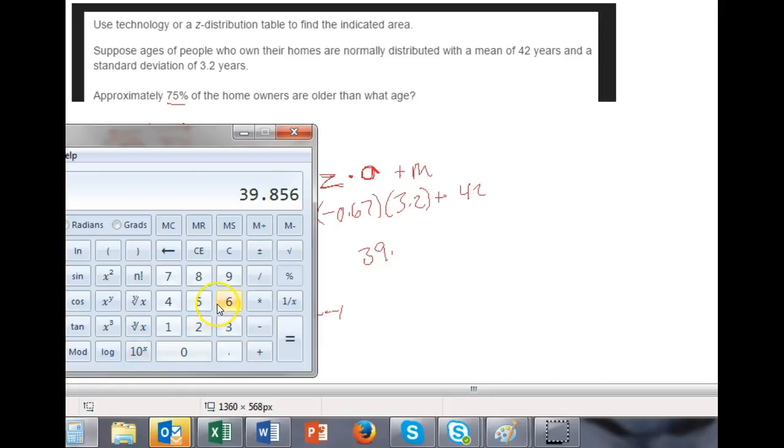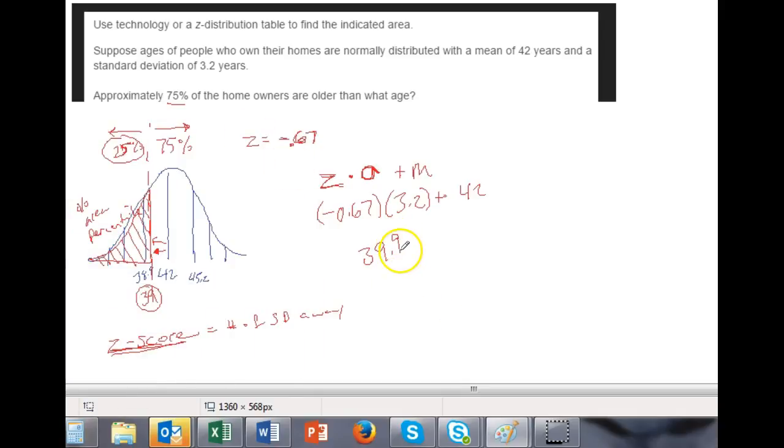We're going to round this to the same level as the data we had. So our standard deviation was 3.2, and so I'm going to round this to the tenths place. So 39.856 rounds to 39.9. It might be more appropriate to say 40 years, rounding it a little bit further, but it just depends on the context, and oftentimes it will tell you what decimal place to round your answer to.